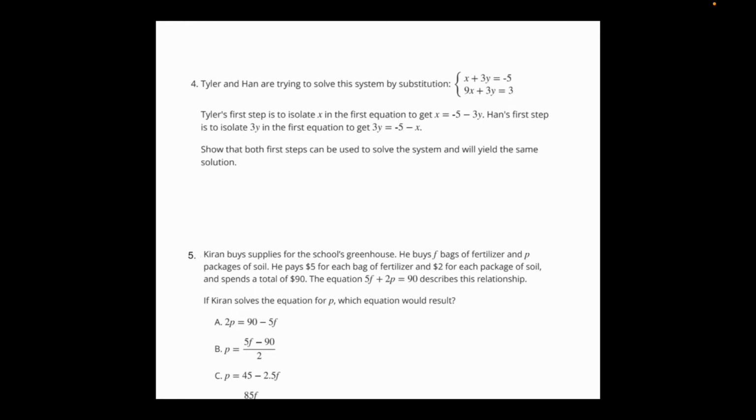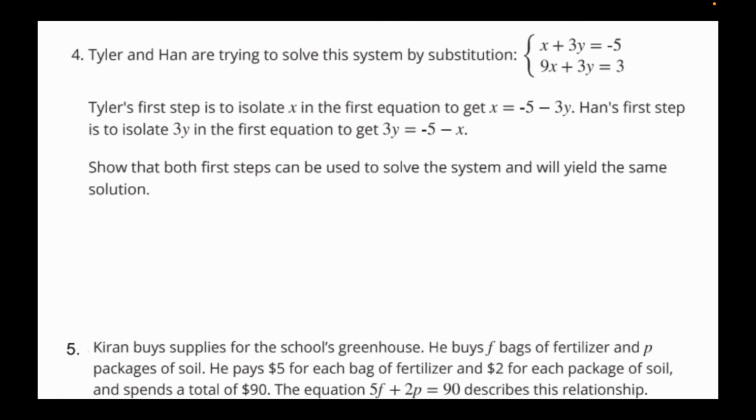For number 4, Tyler and Han are trying to solve this system by substitution. Tyler's first step is to isolate x in the first equation to get x equals negative 5 minus 3y. Han's first step is to isolate 3y in the first equation to get 3y equals negative 5 minus x. We want to show that both first steps can be used to solve this system and yield the same solution. So we're basically just going to show both steps.